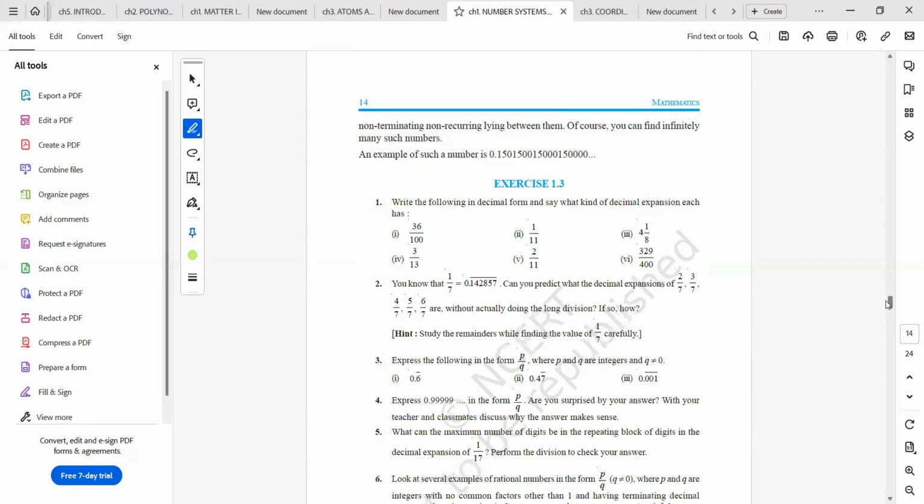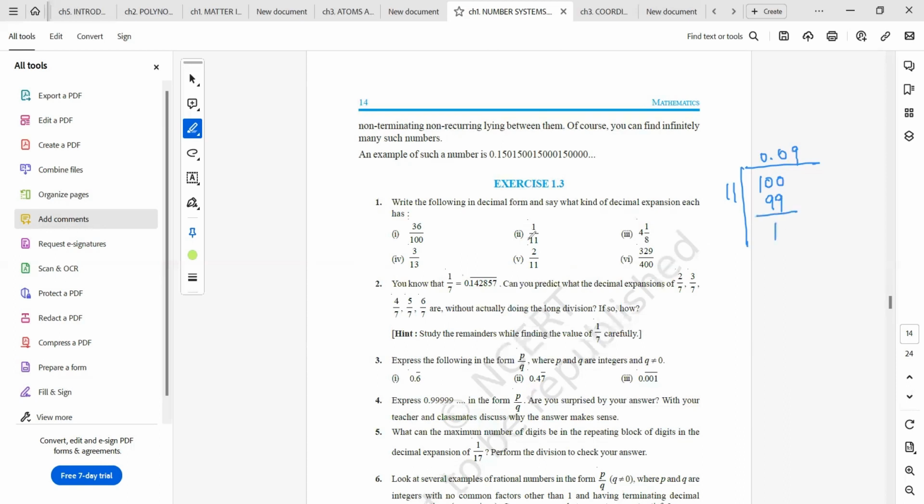Okay, ma'am. Now, write the following in decimal form. That you can easily do. This will be 0.36. Now you can divide this 1/11. Like we have just done 1/7, in similar ways you can do 1/11. So if you put a decimal, this will be 0, again you need a 0. So this way you can do.